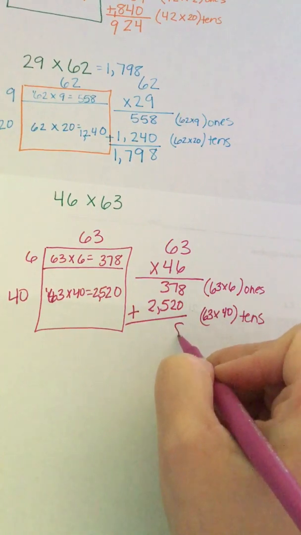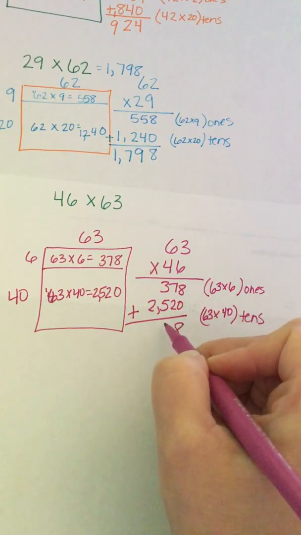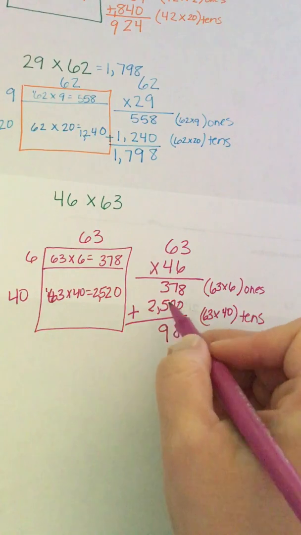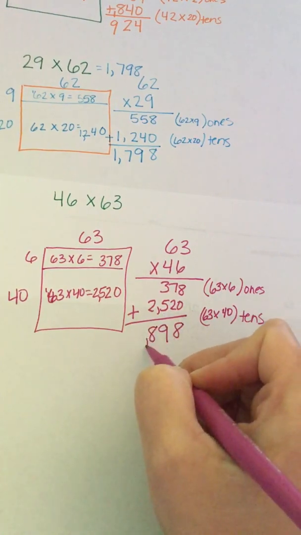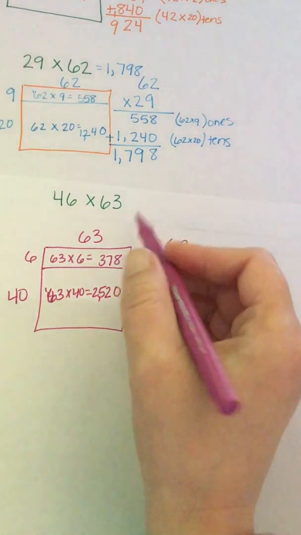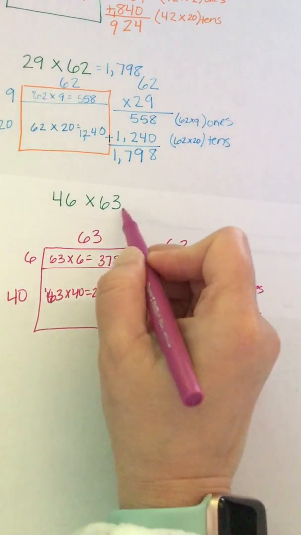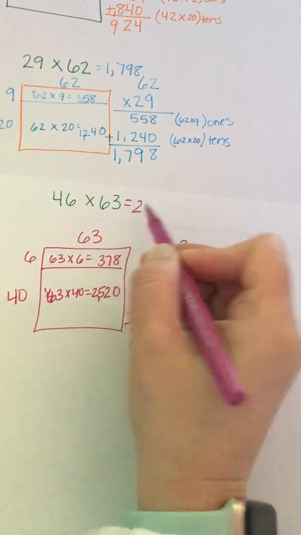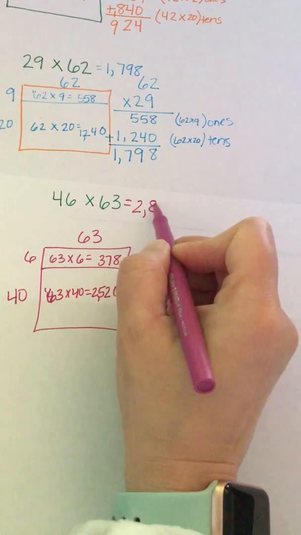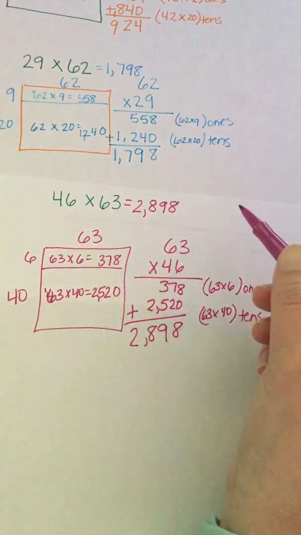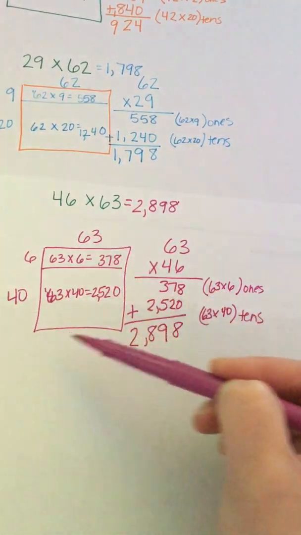Now I'm going to add them together. 8 plus 0 is 8. 7 plus 2 is 9. 5 plus 3 is 8. Nothing with a 2. So 46 times 63 equals 2,898.